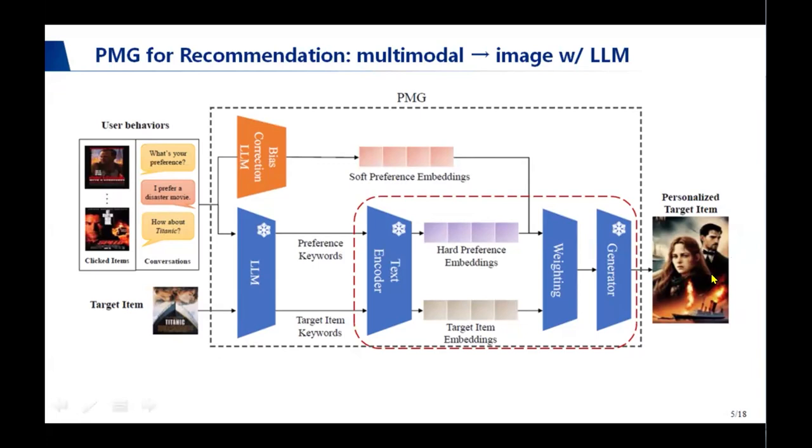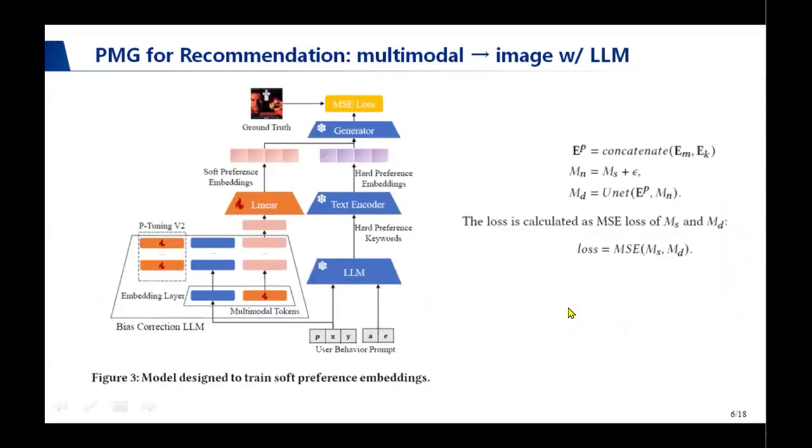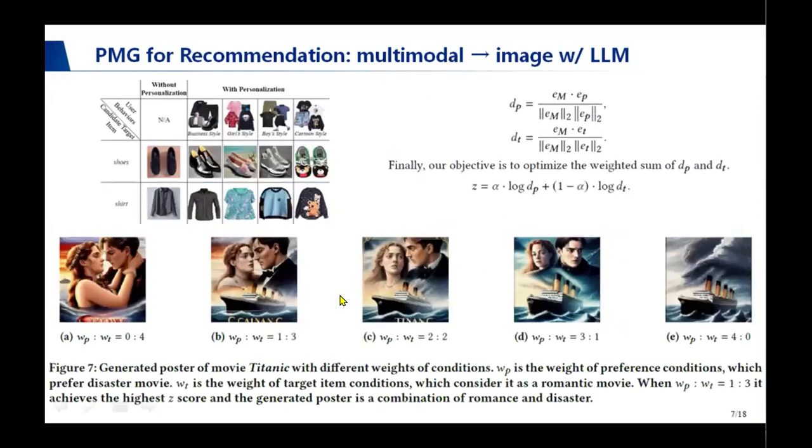in the final poster. And we have a small module here, which is the weighting, to control how much we want to balance the preference and the target item. So we'll show you the effect in this result. Here, from left to right, it shows how the weights between them change and what the results are. WP is the weight for the preference, and WT is the weight for the target item.